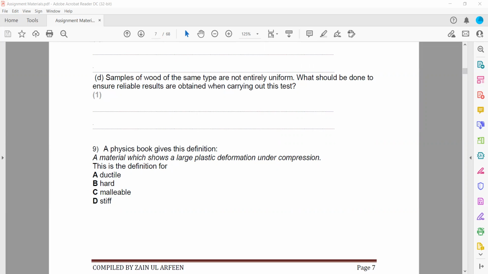So this was question number 8. Then after question 8, question 18.